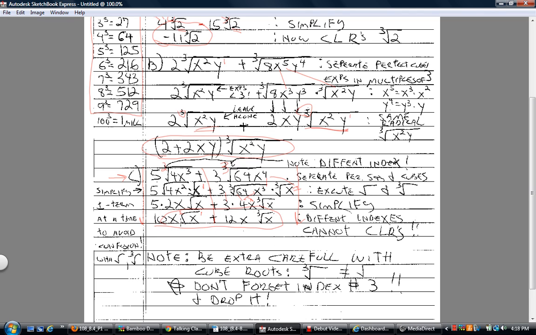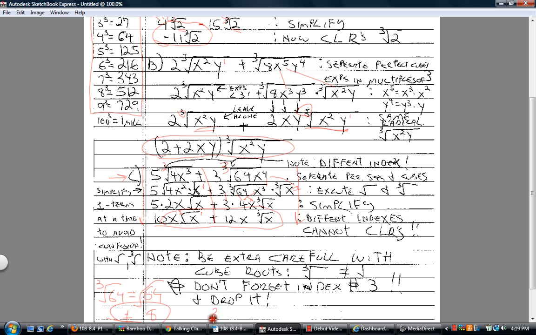Okay class, I just got a note here. Be extra careful with cube roots. They are not square roots. Don't forget the index, number 3, and drop it. What I'm talking about here is a classic example. You're taking the cube root of 64, and in your head you think, you forgot to put the 3 in there, and you go 8 times 8 is 64, and then of course that's the wrong answer.